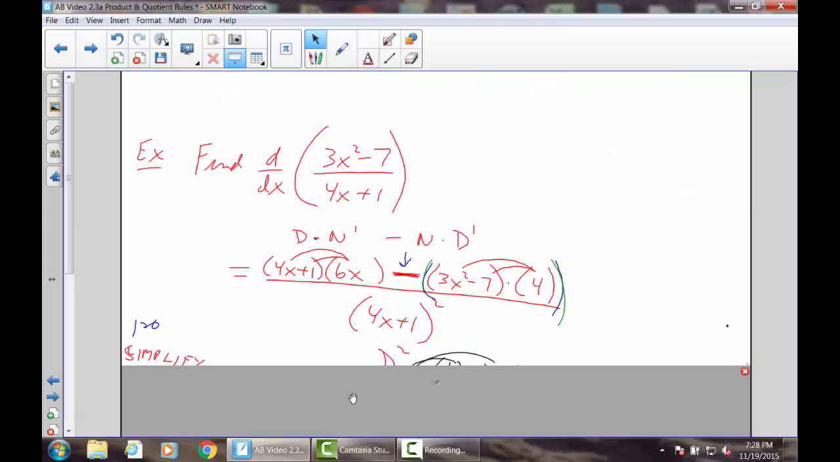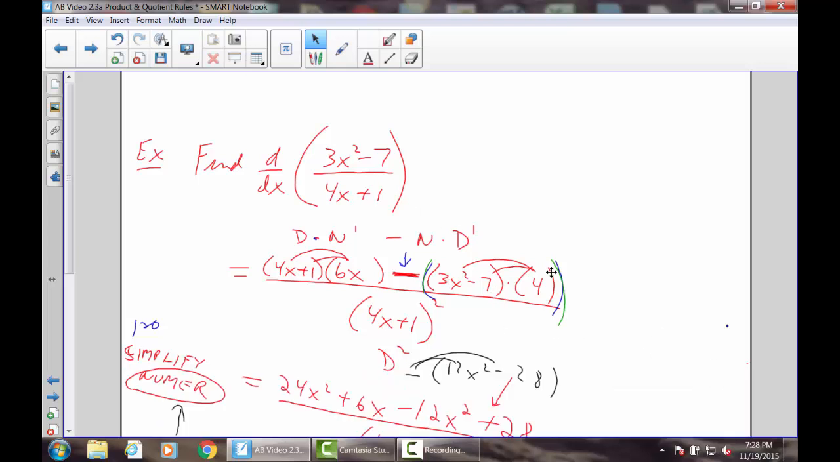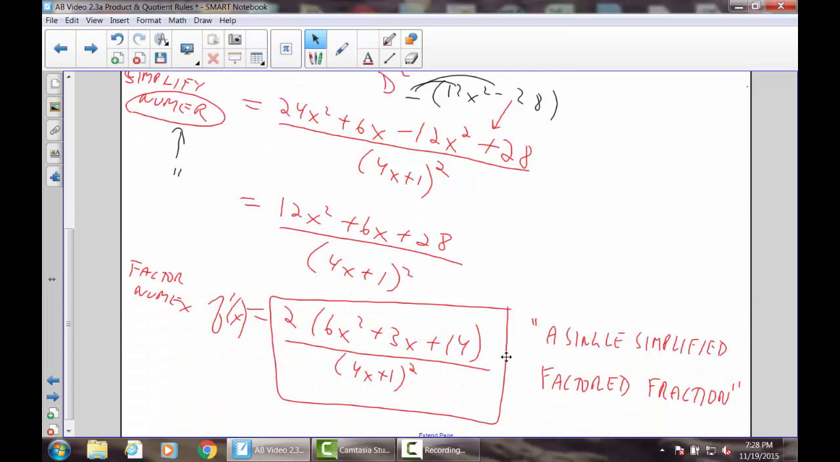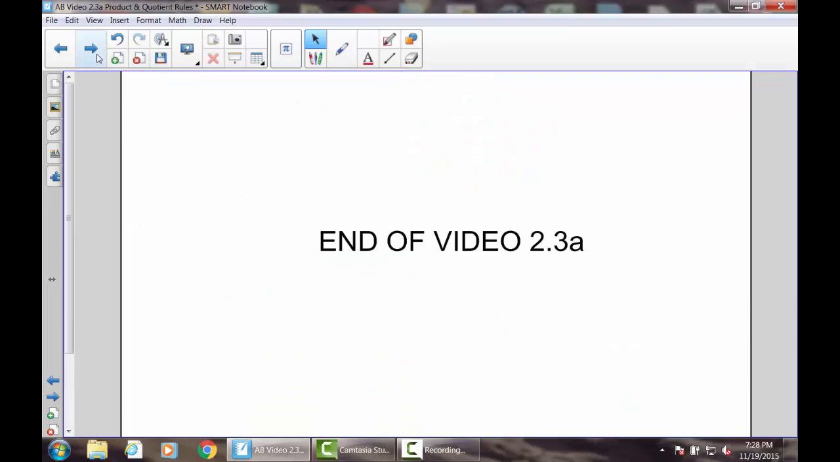Here's another example. So again, denominator squared, denominator times the derivative of the numerator minus the numerator times the derivative of the denominator. And again, after that, it's just simplified. Okay? And eventually, you'll always want a single simplified factored fraction. And that's the end of video 2.3a.